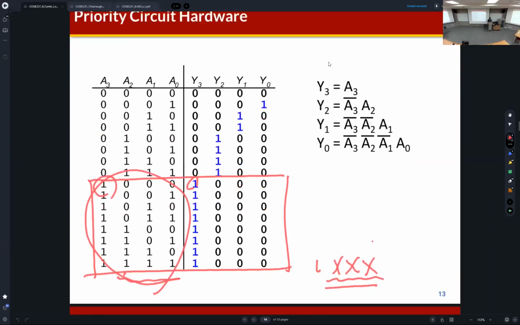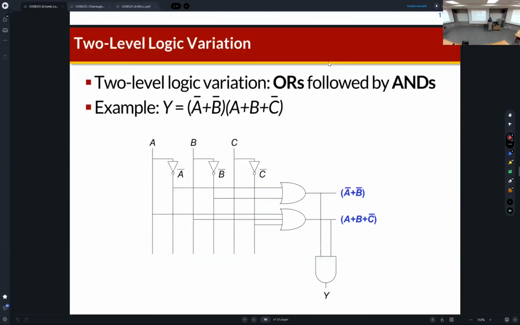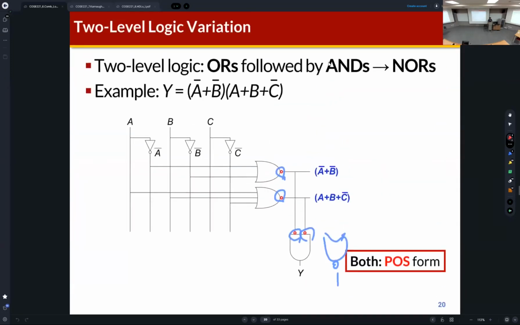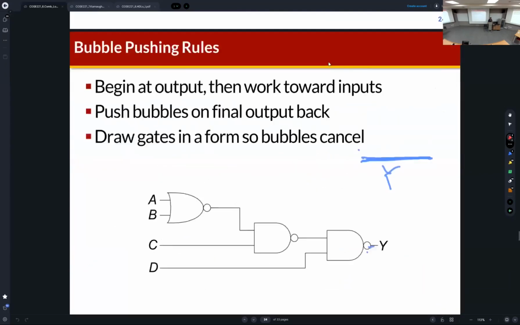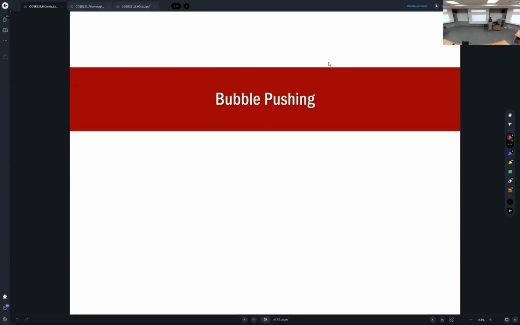so I showed some examples. Also, we learned how to translate the AND-OR gate into NAND gate. So we can translate the OR-AND gate into NOR gate. Okay. So also De Morgan's theorem. So it's a bubble pushing. So it's very important actually.